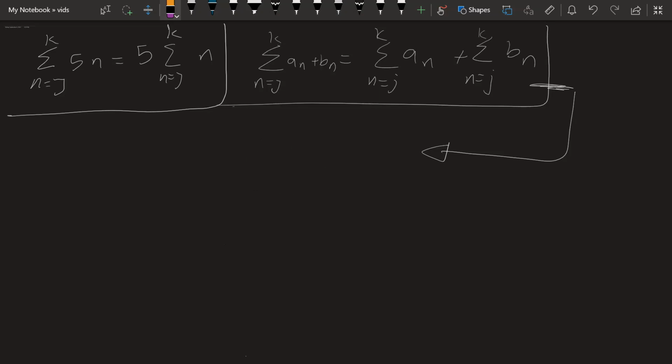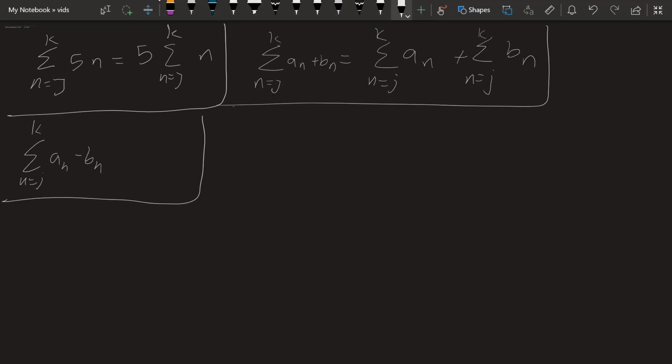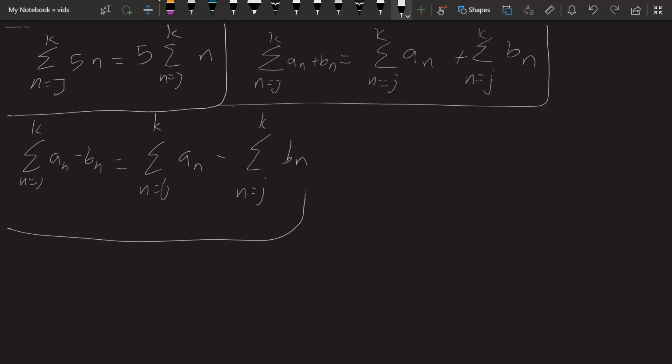Hopefully you understood. So the third rule is sigma n goes from j to k of an minus bn is equal to sigma n goes from j to k of an minus sigma n goes from j to k of bn. Right? These are the 3 properties of sigma that everyone should know.